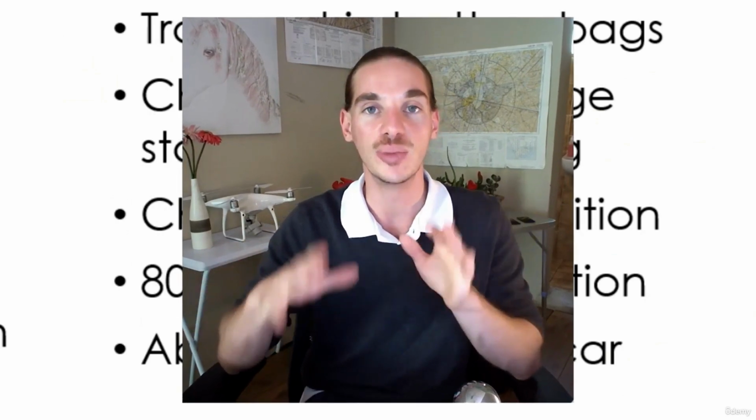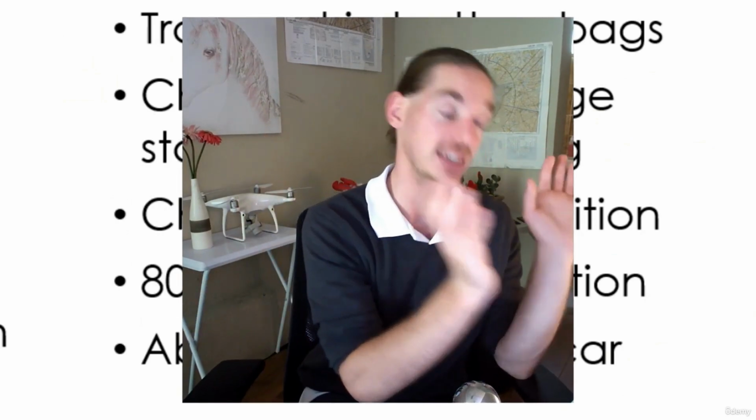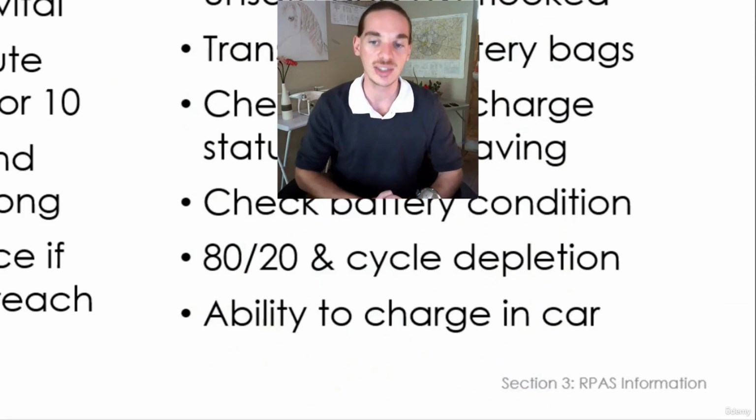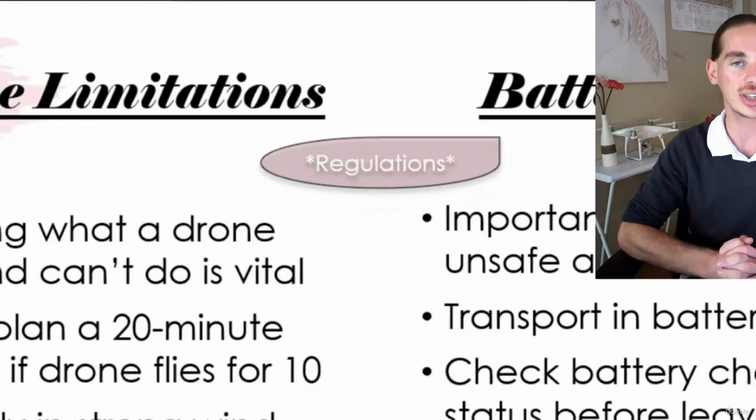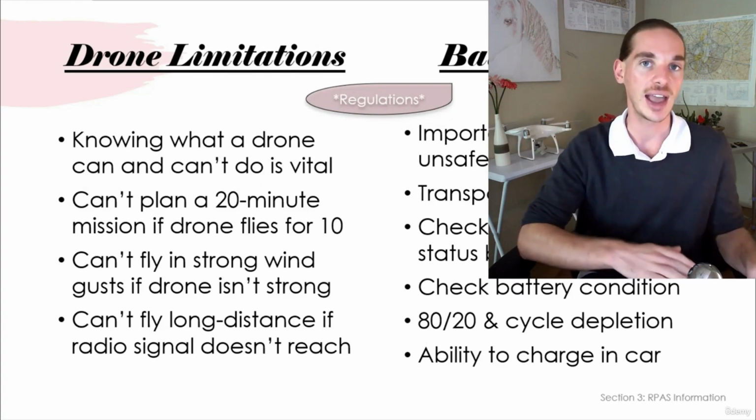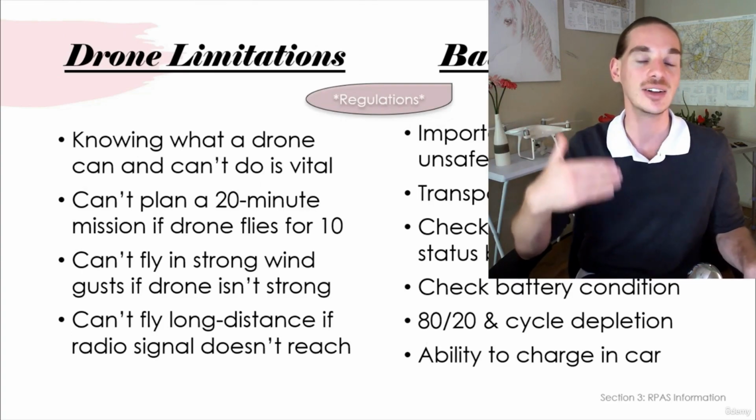I don't care if it is your most favorite battery that has never had anything bad happen around it ever, and it's always been in good condition. You check it. 80-20 and cycle depletion. Depending on the regulations, you're going to have a certain percentage of battery that you need to have when you land. If you go below that, it is an illegal procedure.